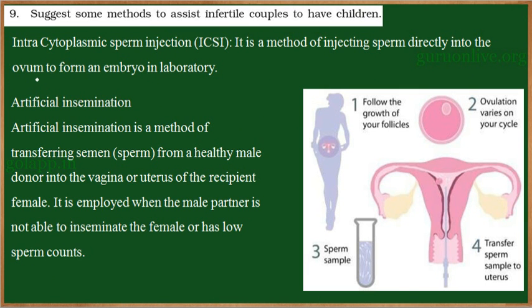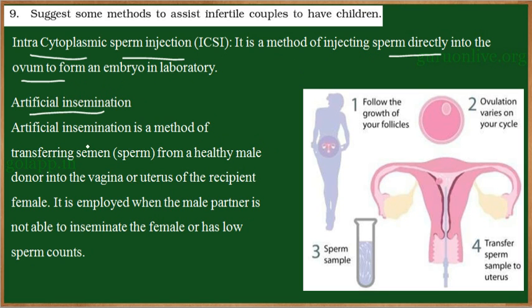The next assisted reproductive technology is intracytoplasmic sperm injection, also called ICSI. It is a method of injecting the sperm directly into the egg. Here, cytoplasmic refers to the cytoplasm of the egg. So the sperm is transferred into the cytoplasm of the egg so that fertilization is ensured. Now this zygote is allowed to grow to a particular stage of the embryo in the laboratory. Then the embryo is transferred into the uterus so that it gets implanted.